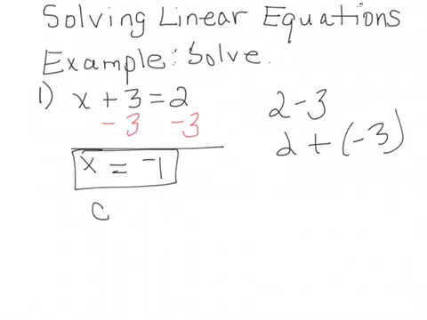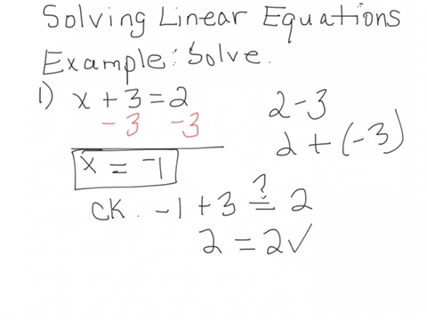If you want to check this, plug negative 1 back in for x. So we would have negative 1 plus 3, and we want to know if that's equal to 2. Well, negative 1 plus 3, the signs are different, I'm adding, so I get the difference in 1 and 3. It's a 2. 3 is bigger than 1 and it was a positive 3, so negative 1 plus 3 is 2, and 2 is equal to 2. So that lets me know indeed that negative 1 is my solution.